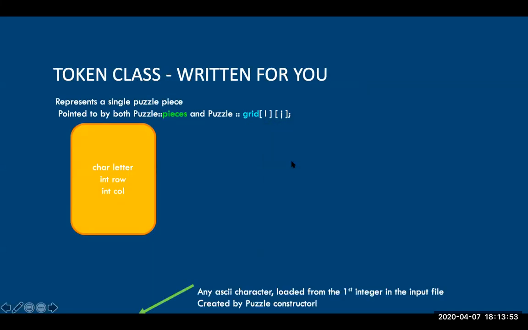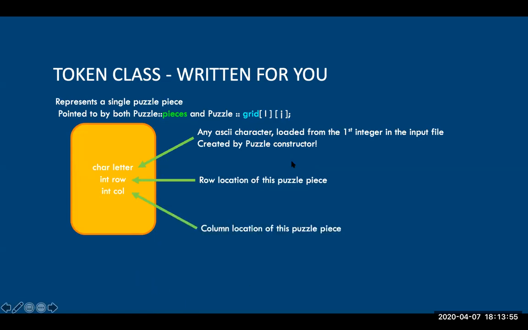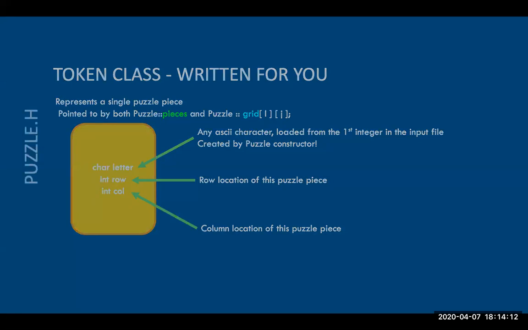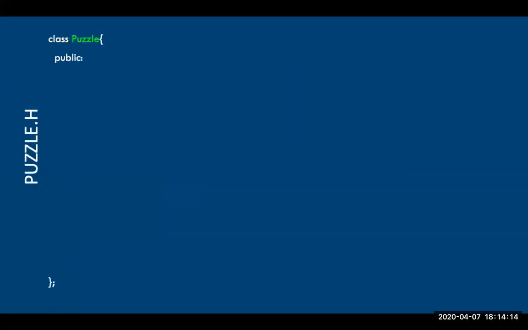So the token class has been fully written for you. So it's got row, column, letter. There's a CPP in there for you. There's a .h in there for you. And I think I even have the OStream overload so you can print those things out if you want to. I'll go back and look, but it should be pretty straightforward for you to use that. And then puzzle.h looks kind of like this.